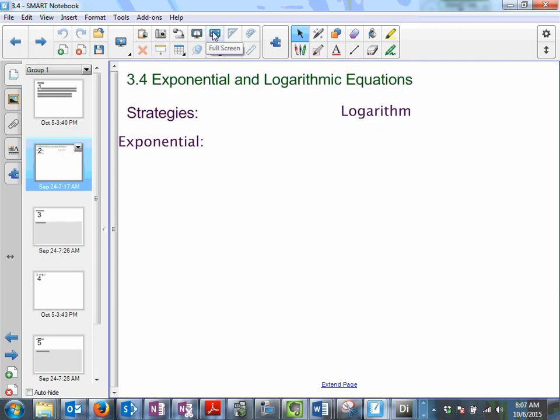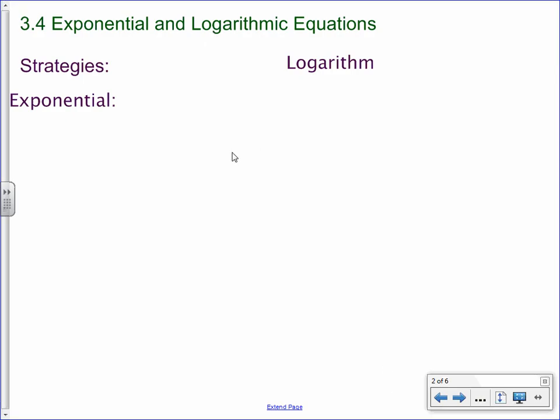Okay, so as our warm up, we listed off some strategies for solving these. If we're talking about exponential and logarithmic functions, in both situations, changing forms is a good strategy.